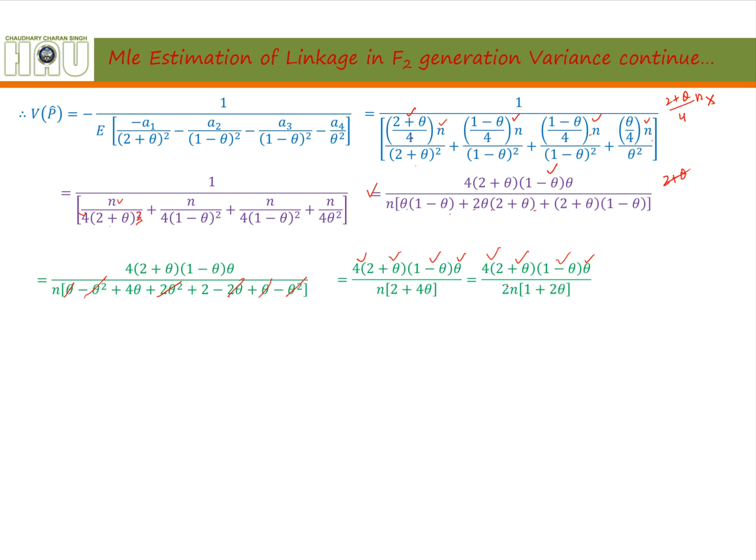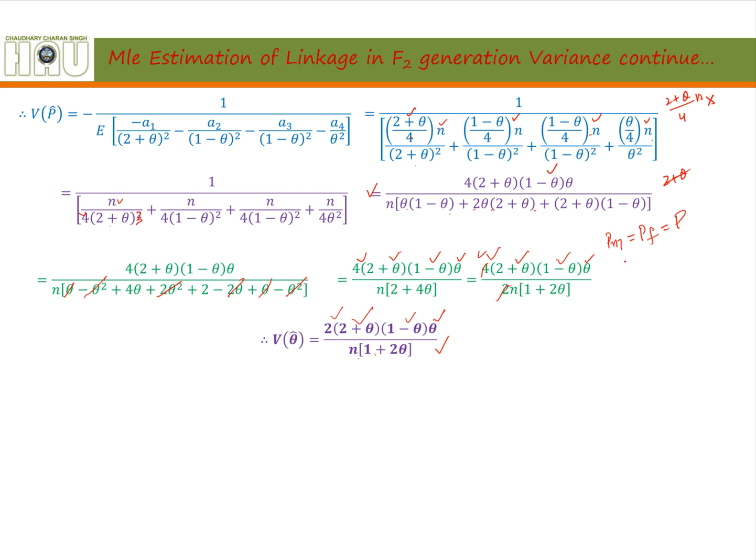Now this cancels out with 2. So ultimately, the variance of theta cap can be 2 times 2 plus theta, 1 minus theta into theta, divided by n times 1 plus 2 theta. Now, if we consider, say, the recombinant fraction of male is equal to the recombinant fraction of female is equal to, say, P.